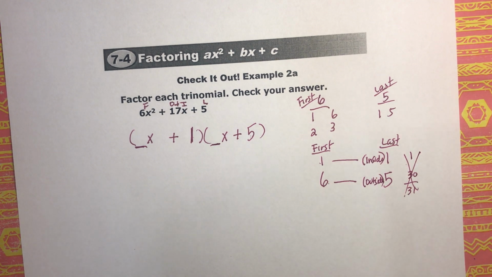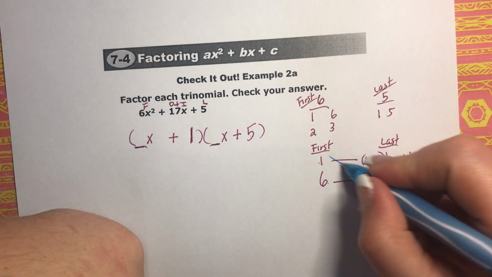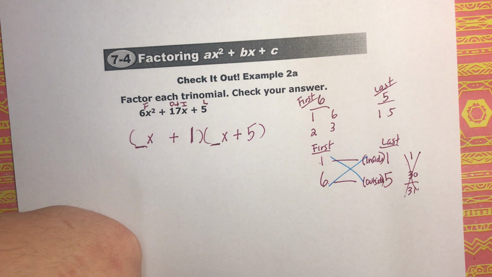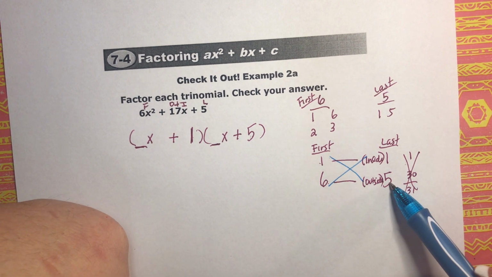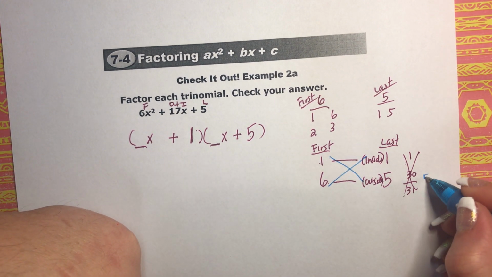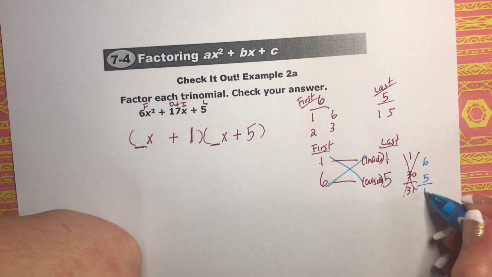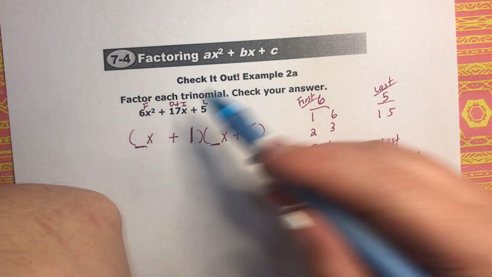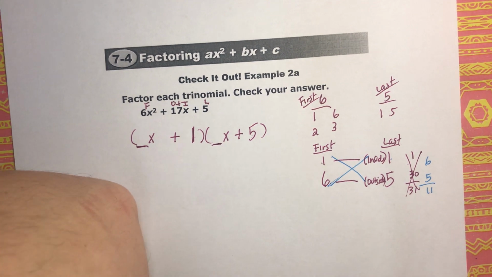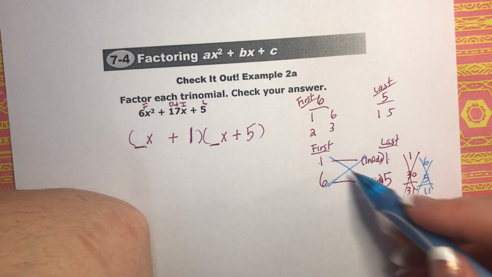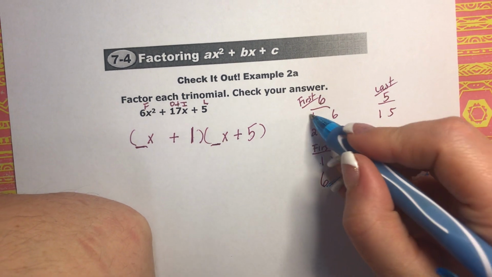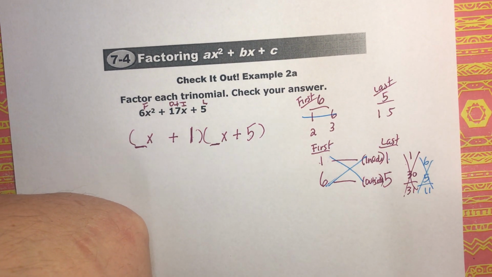So we know that that doesn't work. So let's try going diagonal. So if I go 1 times 5, that gives me 5. And if I go 6 times 1, that's going to give me 6. 6 plus 5 is 11, and I need 17, so that doesn't work either. So since I tried both ways and they didn't work, I know that 1 and 6 is not it, okay?